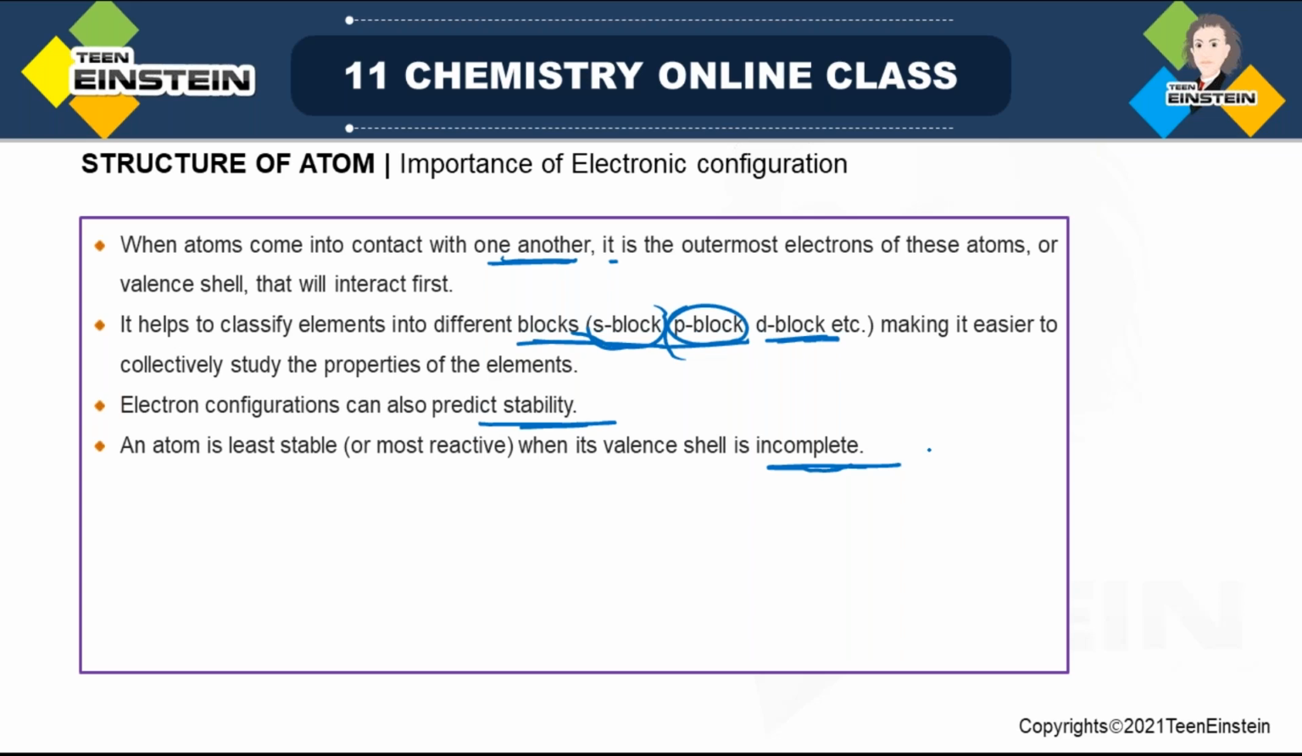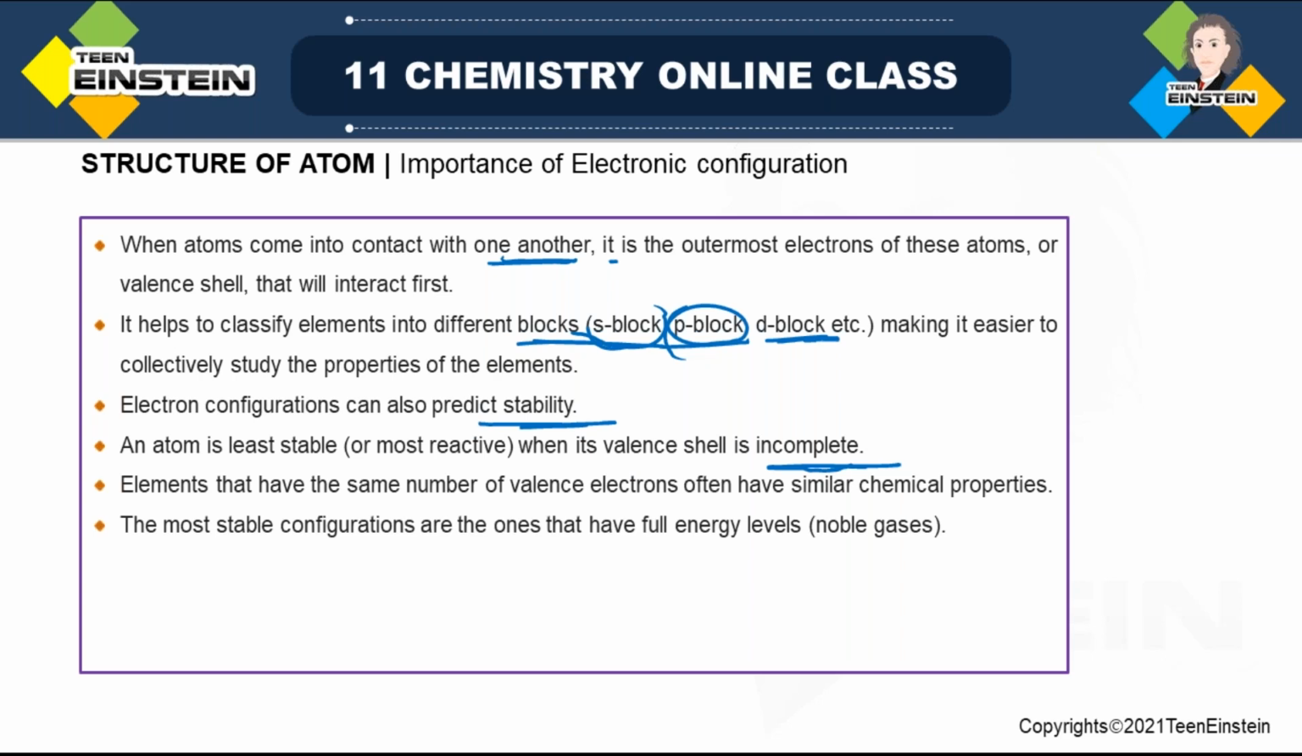And if the valence shell is incomplete, obviously it will try to fill its deficiency. So if it is 2p5, it will try to capture one more electron so that it becomes 2p6. So that idea also we can get, how reactive it will be.